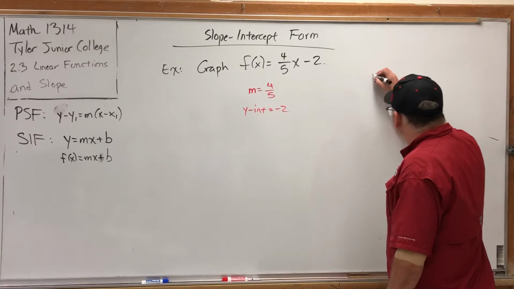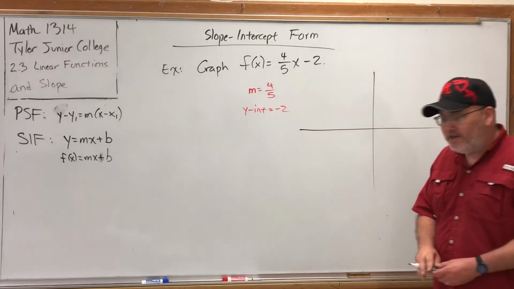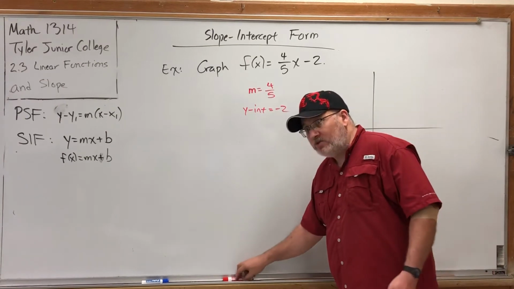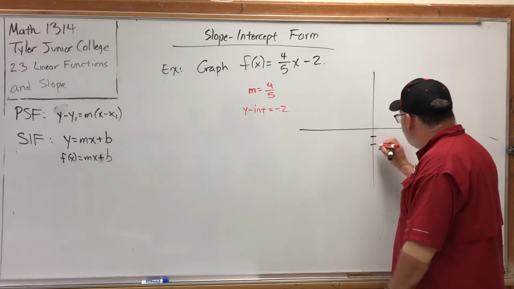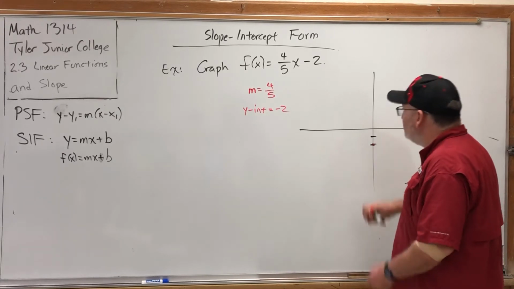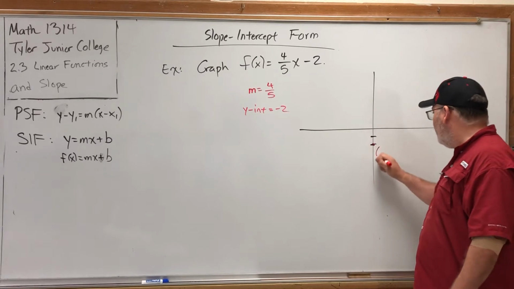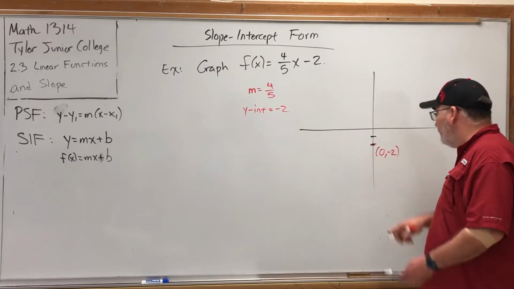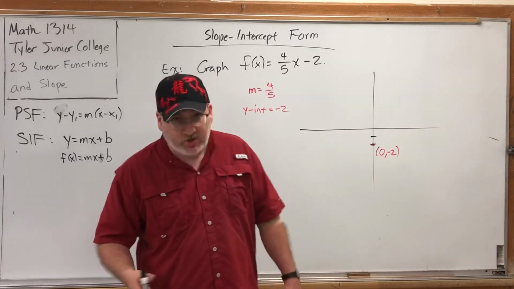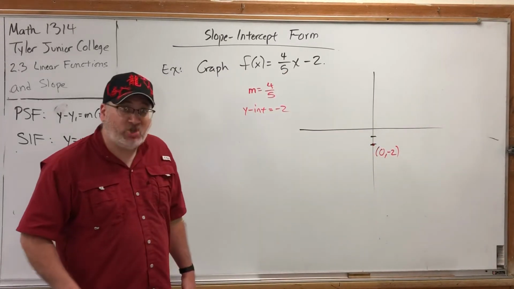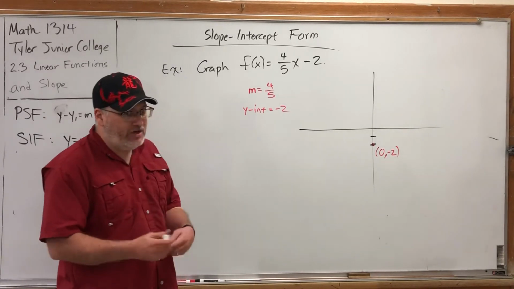Now, one of these values I can put on the graph immediately. The y-intercept is -2. So I can go down to -2 and put a point, and if I wanted to be specific, I could label it (0, -2). But in order to draw a line, I need a second point. And right now I just have a single point, but I also have a slope.